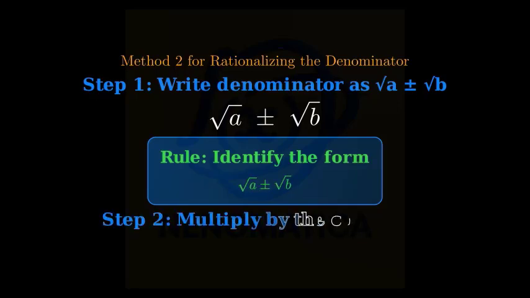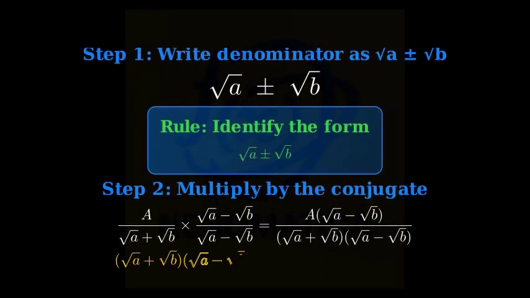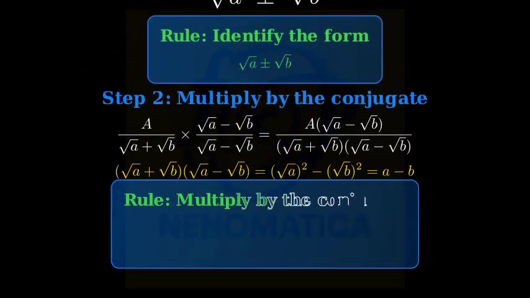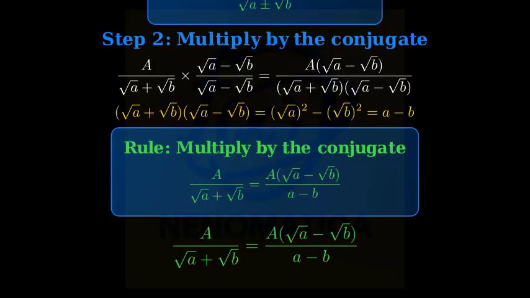Step 2. Multiply numerator and denominator by the conjugate of the denominator. For a denominator of square root of a plus square root of b, the conjugate is square root of a minus square root of b. The product simplifies by the difference of squares. Parentheses square root of a plus square root of b parentheses times parentheses square root of a minus square root of b parentheses equals a minus b.